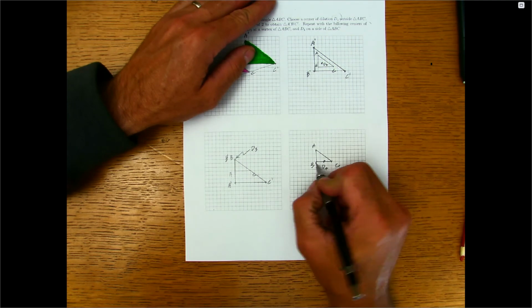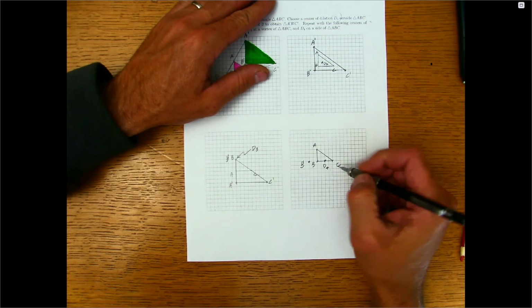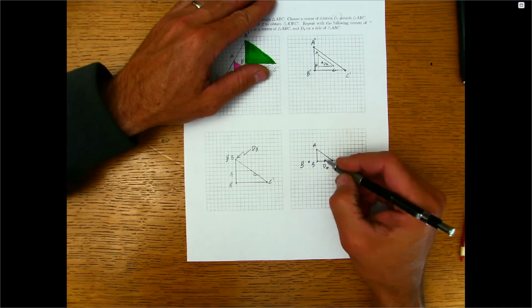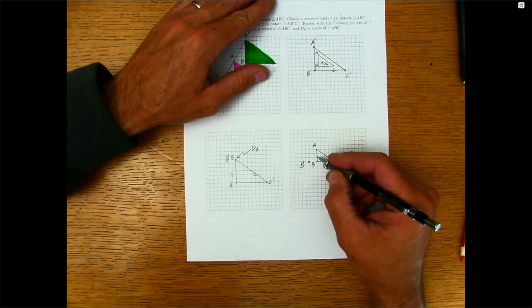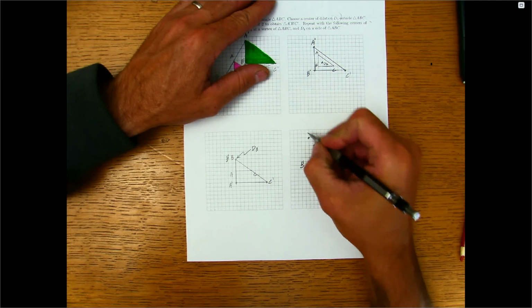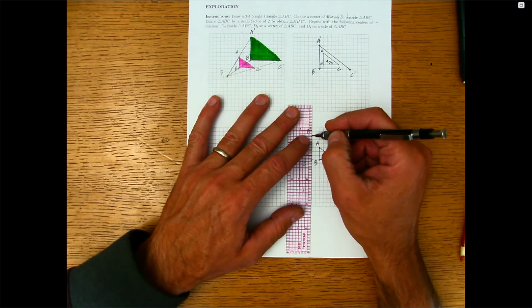So I go 2 to the left to get to B, so I'll go 4 to the left to get to B prime. I go 2 to the right to get to C, so I'll go 4 to the right to get to C prime. And then to get to A, I go over 2 and up 1, 2, 3, so I'll go over 4 and up 1, 2, 3, 4, 5, 6, and that will be A prime. And I'll get something that looks a lot like this.